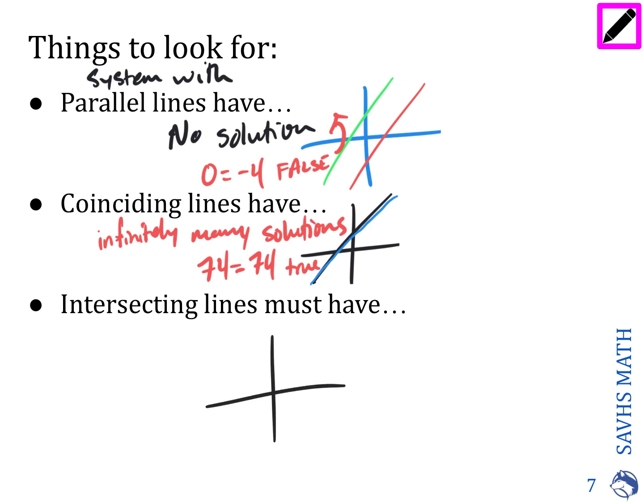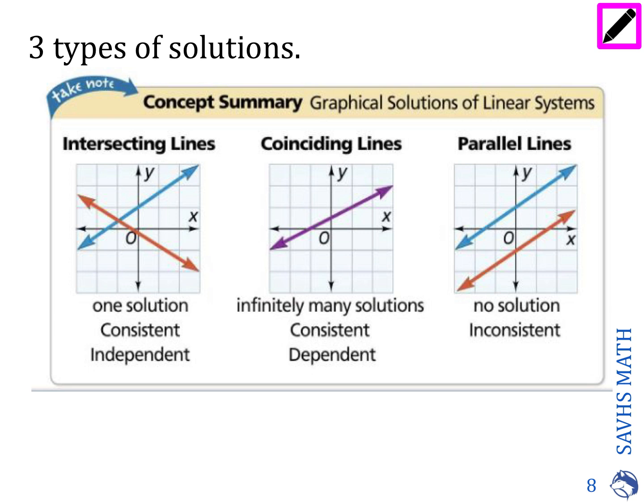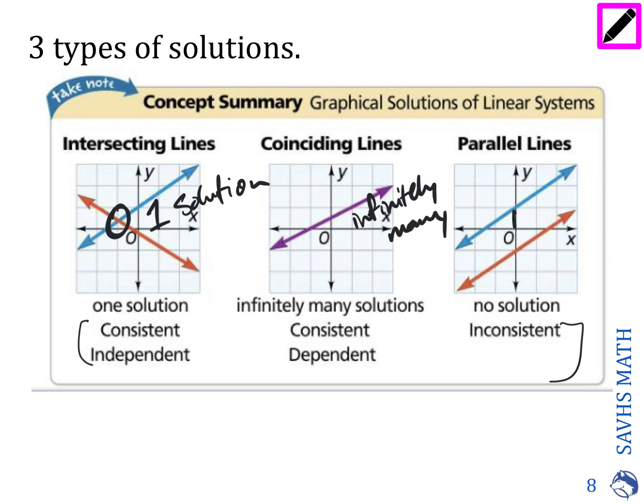If you have any other case, meaning you just have two lines crossing, this spot is one solution. So there is one solution when the lines intersect. This is basically what that slide says. There's some vocabulary here, but I'm not going to be super picky about this consistent, inconsistent, dependent, independent thing. What I need you to understand is intersecting lines have one solution. Coinciding lines have infinitely many. And parallel lines have no solution.